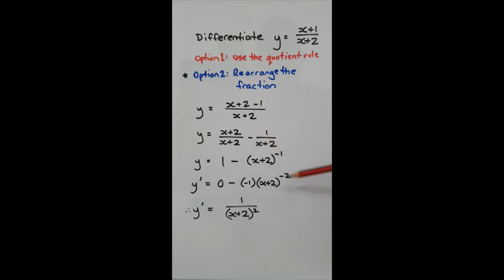Now we can differentiate this expression. y dash equals 0 minus negative 1 outside of x plus 2 to the power of negative 2. And this can be expressed using a positive index. y dash, our first derivative, equals 1 over the square of x plus 2.